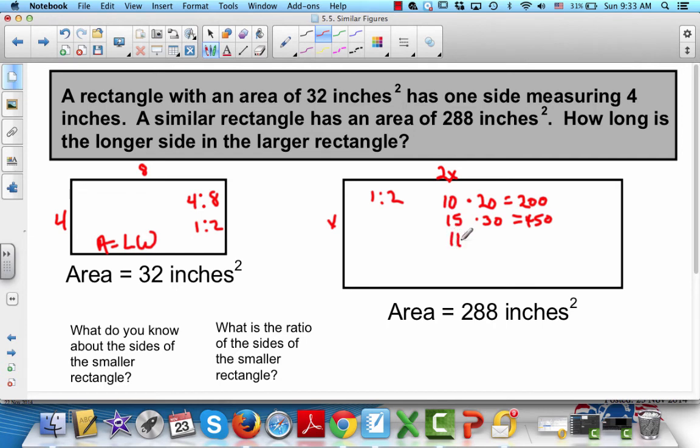So we try 11, and twice 11 is 22. That gives us 242. Oh, we're getting closer. So let's try 12 and 24. And 12 times 24 is 288. And we found our answer. So this side is 12 and this side is 24. How long is the longer side? The longer side is 24 inches.